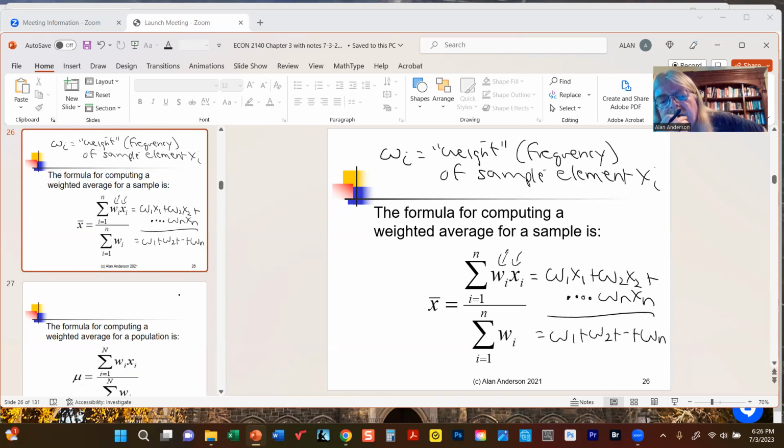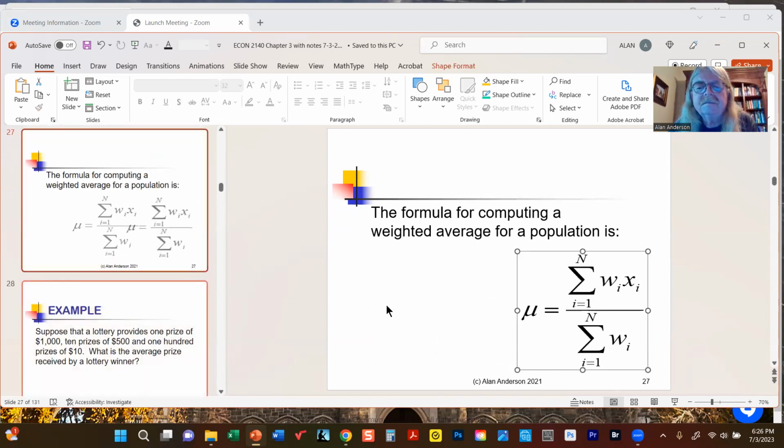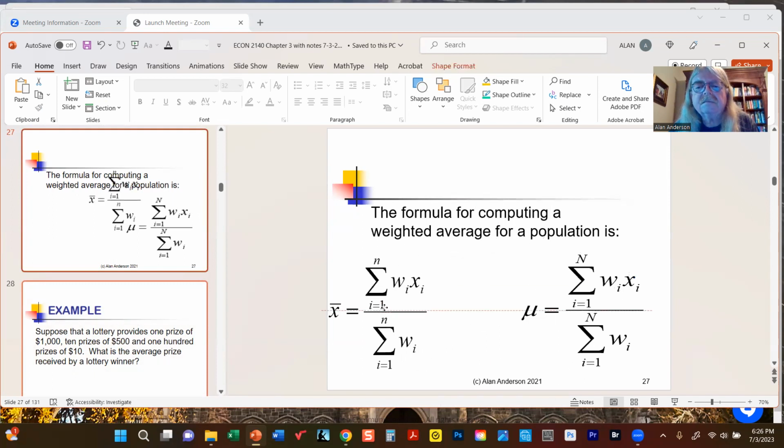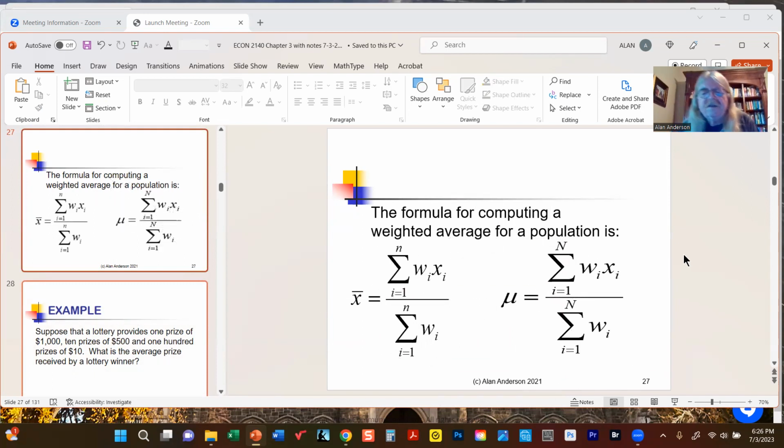All right, now we also have an equivalent version for a population, and you'll see that it's exactly the same procedure, only with a slightly different notation. So let's see what the population version looks like. In fact, I'm going to copy this into the next slide so you can see them side by side. All right, so the one on the left is the sample weighted average.